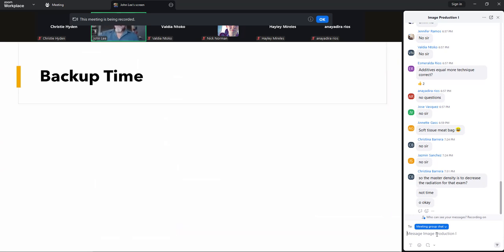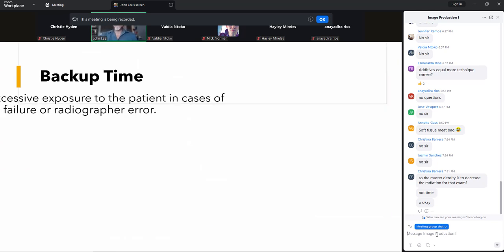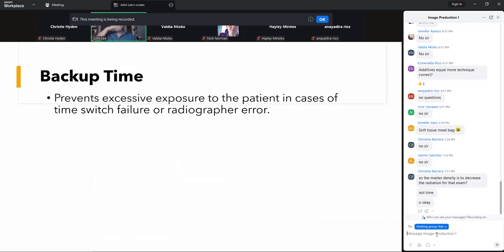Now, there is a backup time that should be utilized with the AECs. This prevents excessive exposure to the patient in case of time switch failure or radiographer error. The most common radiographer error with the AEC is not aligning the Bucky to the central ray. Maybe we're doing an exam, we've got to have an angle. And we take off the angle and we go ahead and make the exposure without moving the Bucky and lining it back up. In that instance, the machine is just going to run until it hits the backup time.